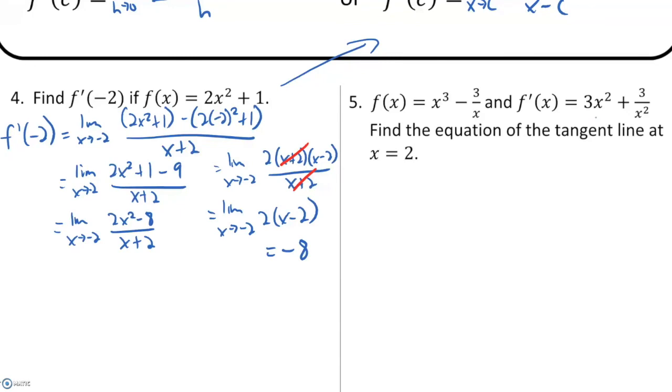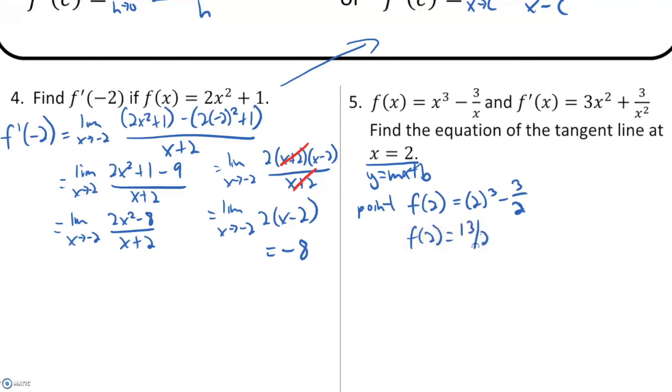Well, for our tangent line, what we're going to need, just like any line, we're trying to get to y equals mx plus b. So we're going to need at least two things. We're going to need a point for my tangent line. Well, I have an x value for that point, x equals 2, but I don't have the y value. Well, I get that from my original function. So 2 cubed minus 3 over 2, and f of 2 is equal to 13 over 2.